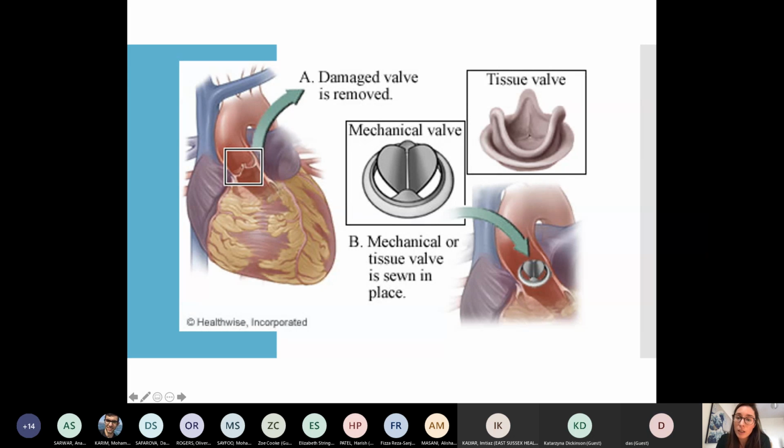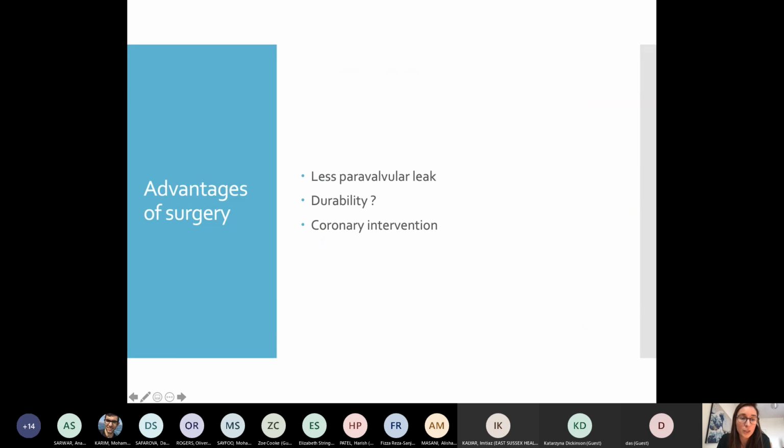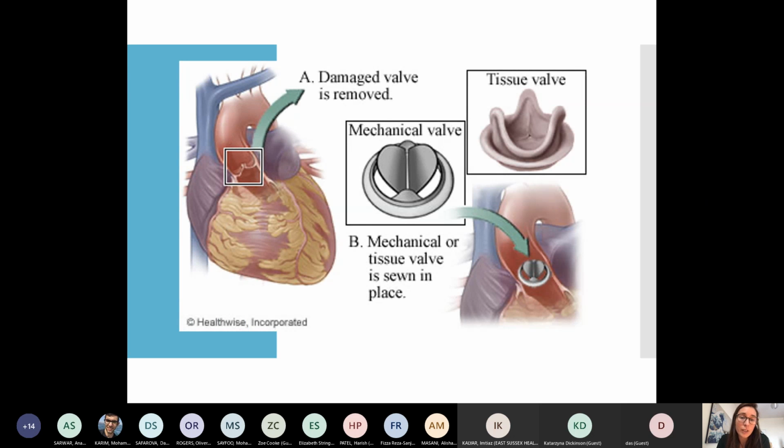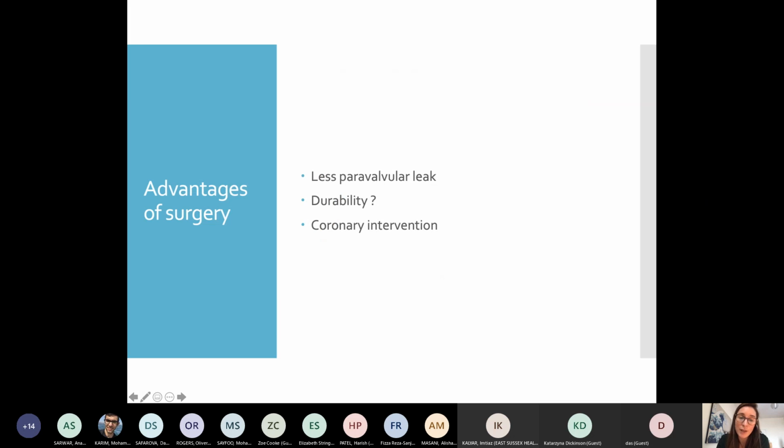And this is what they do with surgery. They put in either a tissue valve or a metal valve after they take out the native stenosed valve. So what are the advantages of surgery? As I said, it's a bit more precise, so you might get less leak. We don't yet know how long TAVI lasts and how well it does for people. So if you're looking at a young person, you're probably better off thinking about referring them to the surgeons and talking about a metal valve. And surgery lets you do bypass grafts. TAVI doesn't let you intervene on coronary disease.